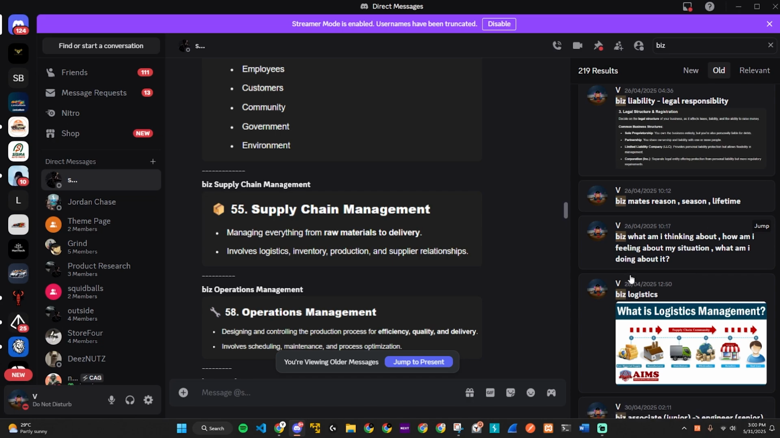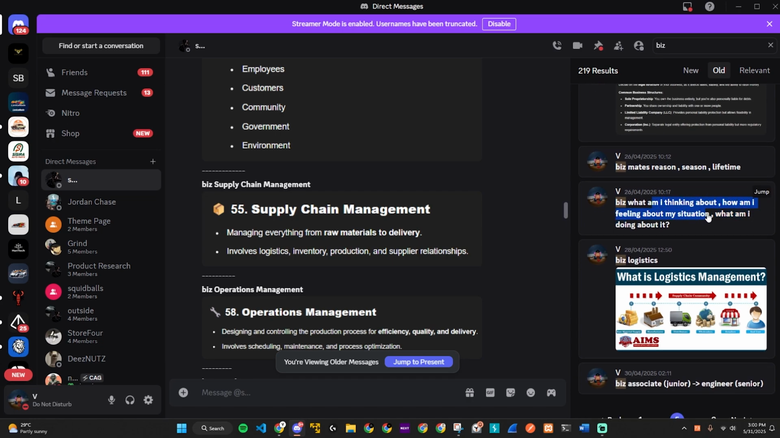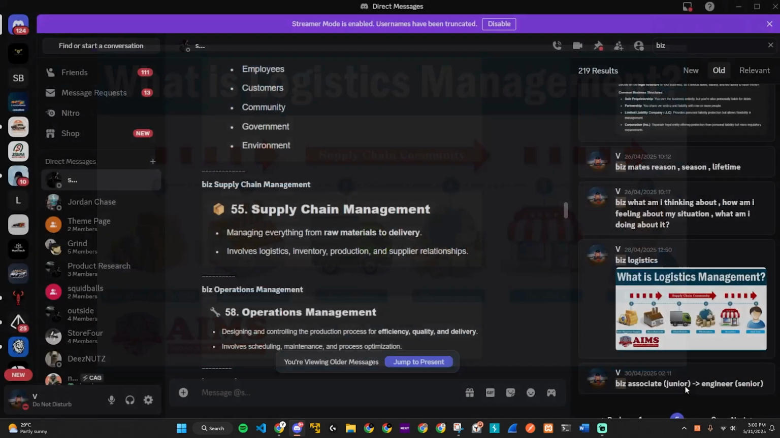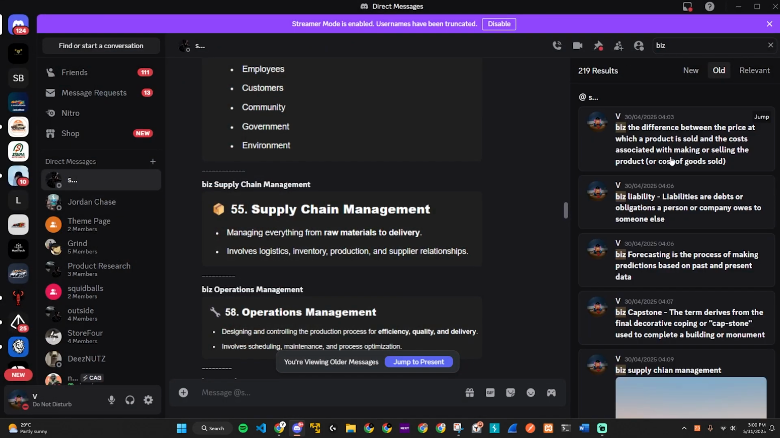Like I said before, thinking about it: how am I feeling about my situation? What am I doing about it? Supply chain: raw material supply, manufacturer, distributor networks, wholesalers, retailers, and the end user. Once again, diagrams. Sorry about that. The difference between liability: debts or obligations that a person owes, or a company owes to someone else. Forecasting is making predictions based on past and present data.